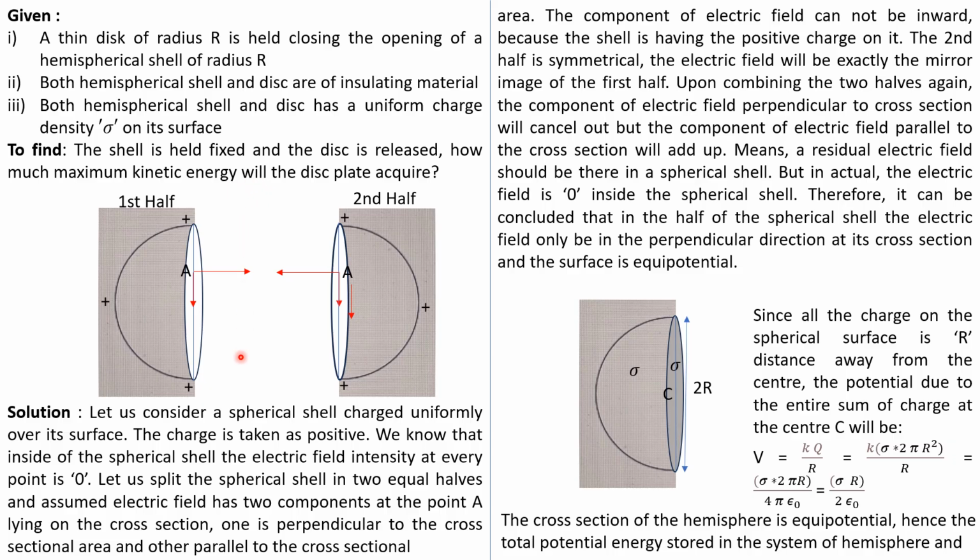So basically what we are doing, we are assuming a spherical shell charged uniformly over its surface. Complete spherical shell. Means join these two together. Charge, we have taken it as positive. We know that in the complete spherical shell, when it is joined together, the electric field intensity at any point inside the spherical shell will be 0.